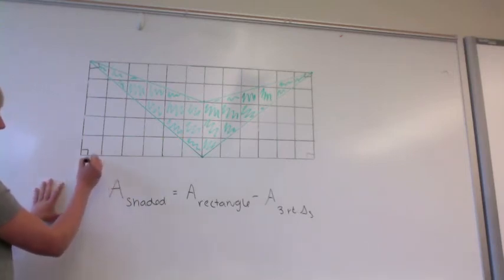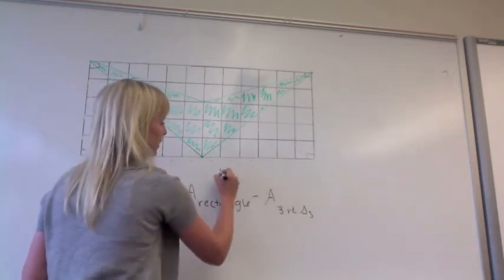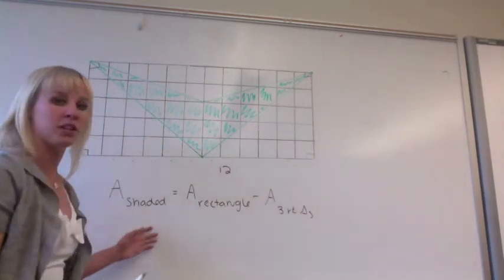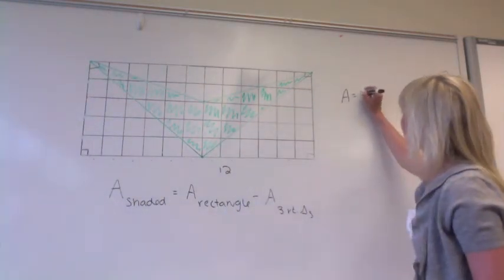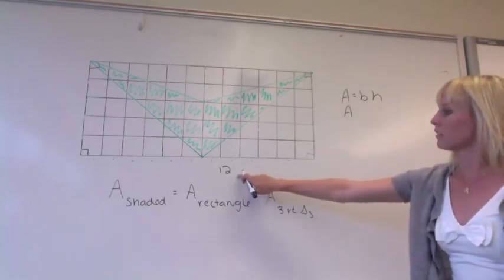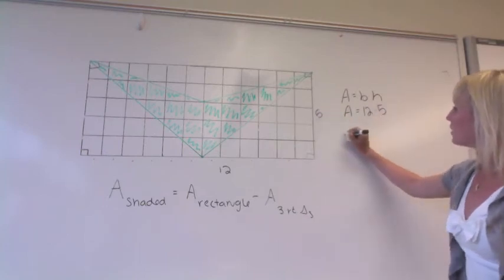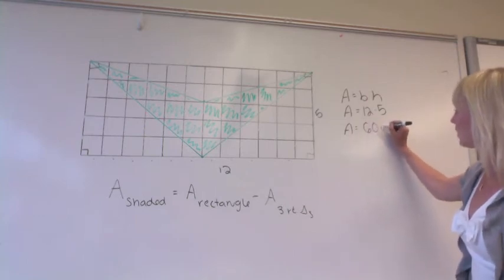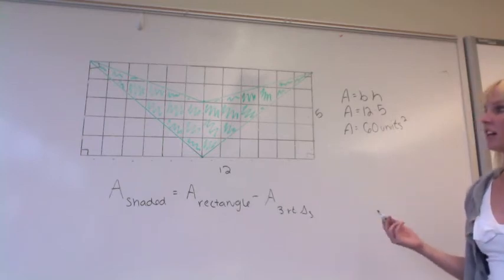The base of this rectangle is 1, 2, 3, 4, 5, 6, 7, 8, 9, 10, 11, 12 units. And the height is 1, 2, 3, 4, 5. So we know that the formula for the area of a rectangle is base times height. So we can just plug our values in, the base being 12 and the height being 5. So the area of this is 60 units squared. So now I have to find the area of the triangles.